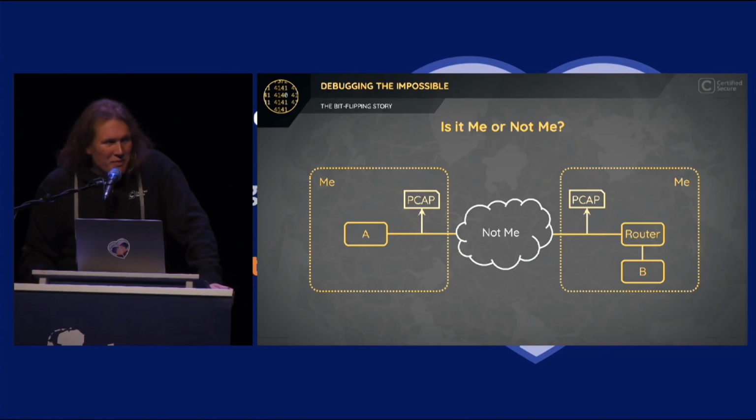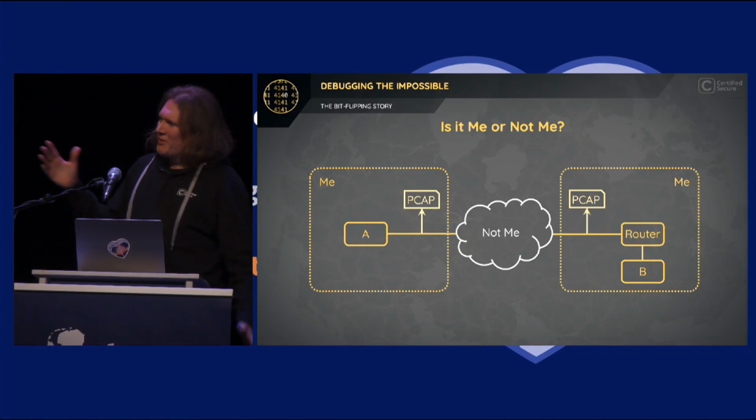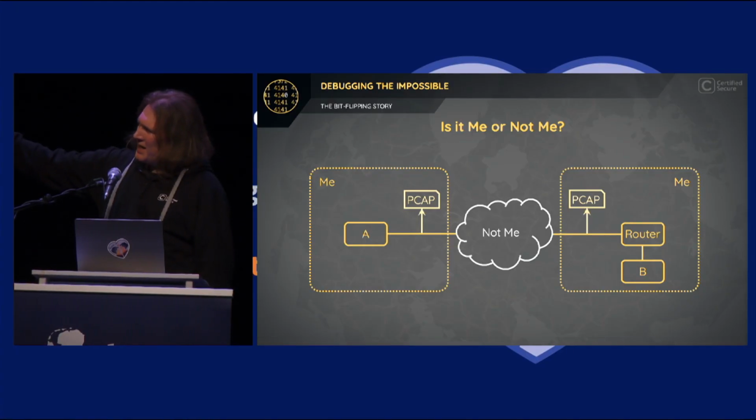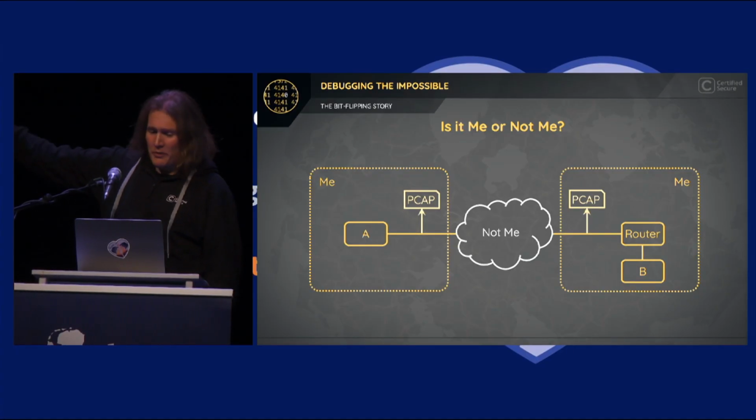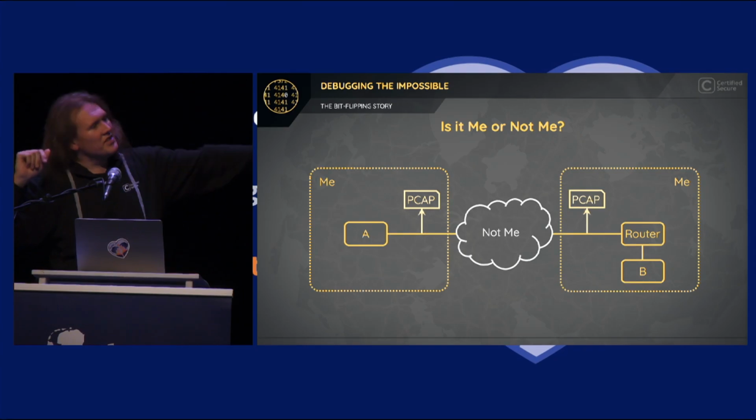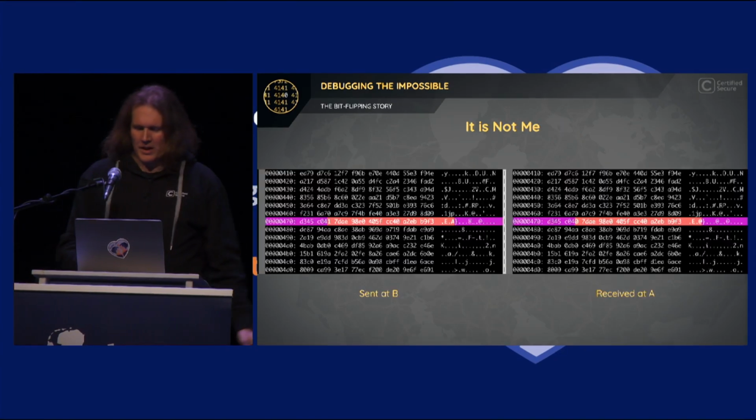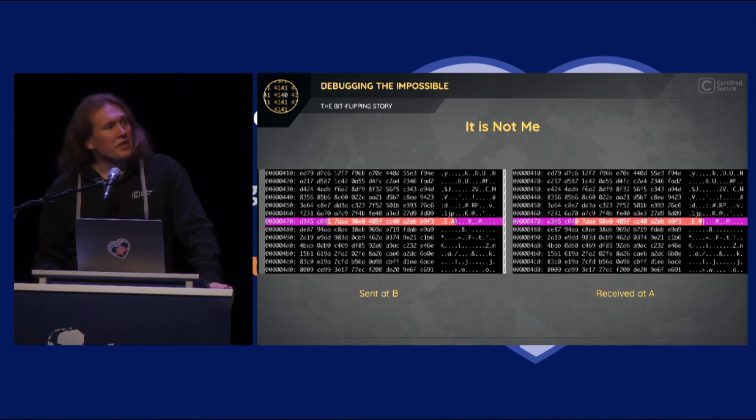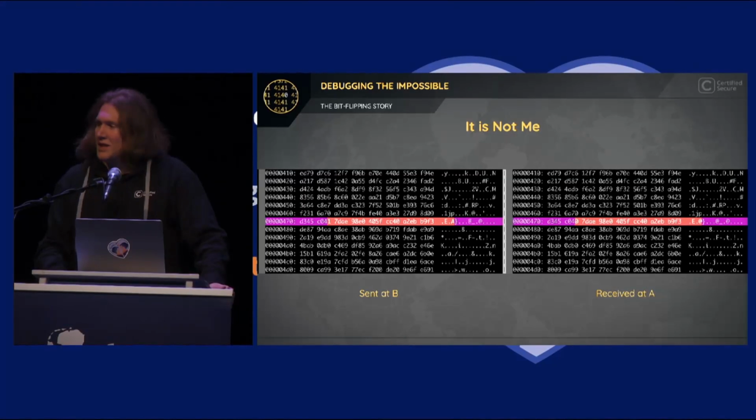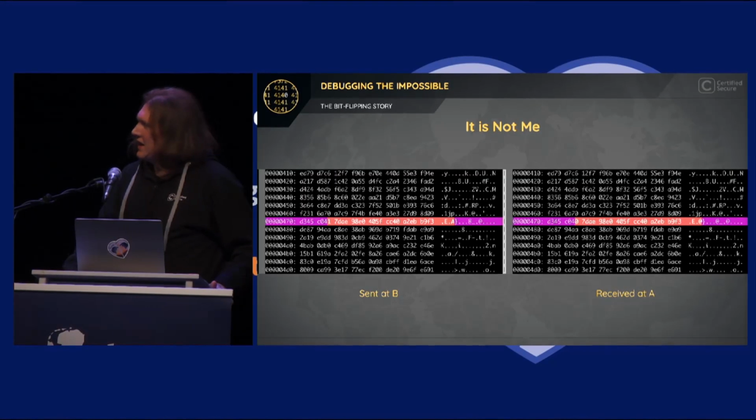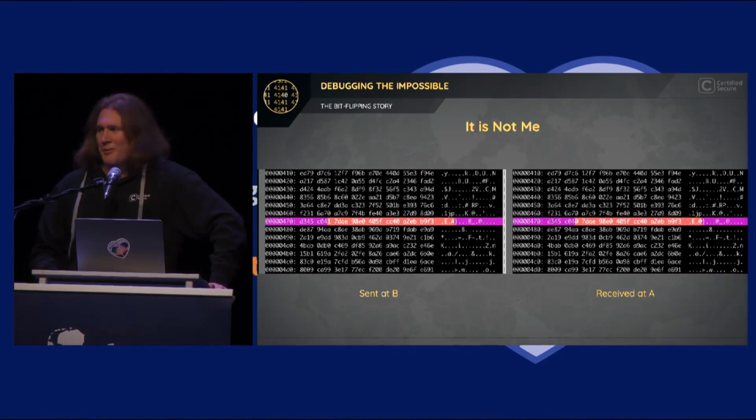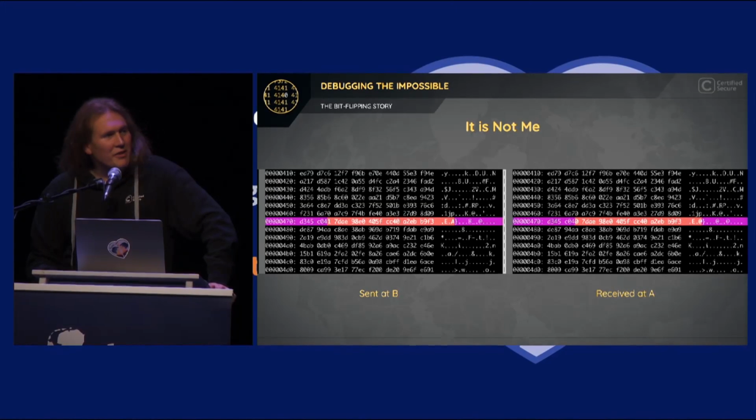We're now at 1 o'clock in the afternoon. So, got the PCAP on side A, side B, sending it to side A, receiving it, 2 PCAPs. So sent at B is on the left side, received at A is on the right side. Vimdiff, very nice tool, because otherwise you would be looking at a very long presentation here.